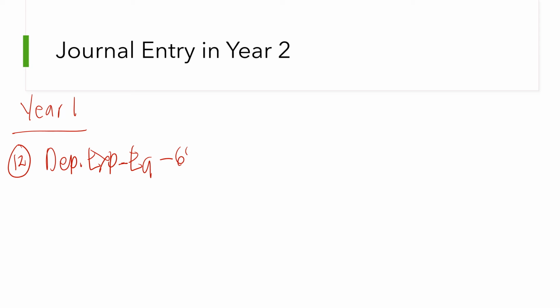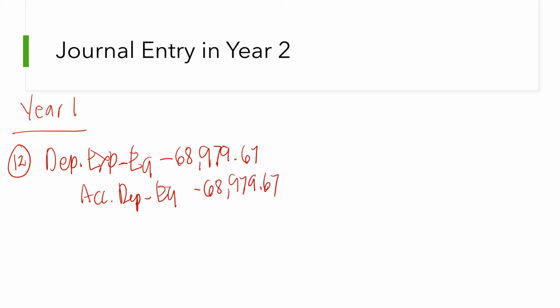This is 68,979.67, and credit to accumulated depreciation equipment, 68,979.67. Aside from depreciation expense, if you remember, we prepared an amortization table, so we need to recognize interest expense related to the dismantling cost, or acquisition expense in lieu of interest expense. So let's use interest expense.